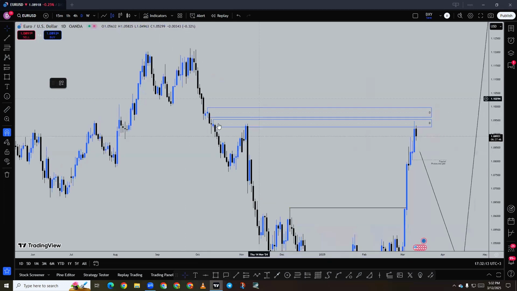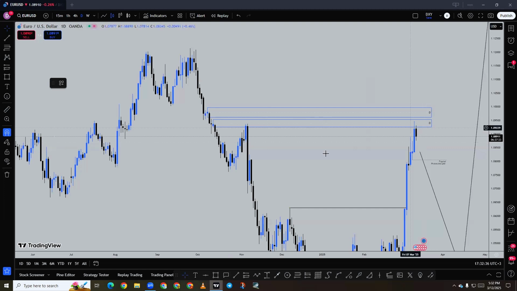And then if that doesn't work, of course we do have some of these buy to sell wicks. So we may look for also an opportunity to sell from some of those supply zones. But for now, we are looking at these supply zones to hold.